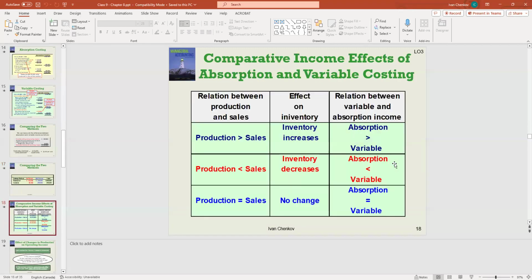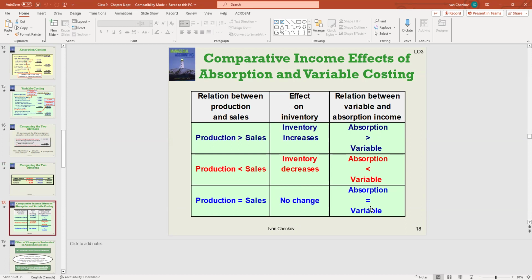So what can we take from this? What will be the outcome that we take out from this situation? First, as long as production is equal to sales and there's no change in our inventory, since what we're producing is how much we're selling, the absorption and variable costing will be exactly the same.